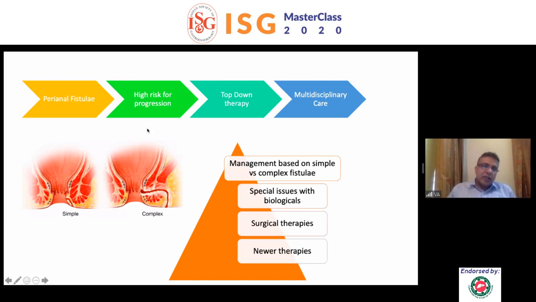Perianal fistula. Coming back to our checklist, applying it to perianal fistula. High risk for progression, yes. We talked about fistulizing disease having high risk for progression. So again, top-down therapy, again, multidisciplinary care. What are the additional issues here? First of all, it is divided into simple or complex fistula. There are special issues with biologics here. Surgical therapies, there are some different surgical therapies and some novel therapies.